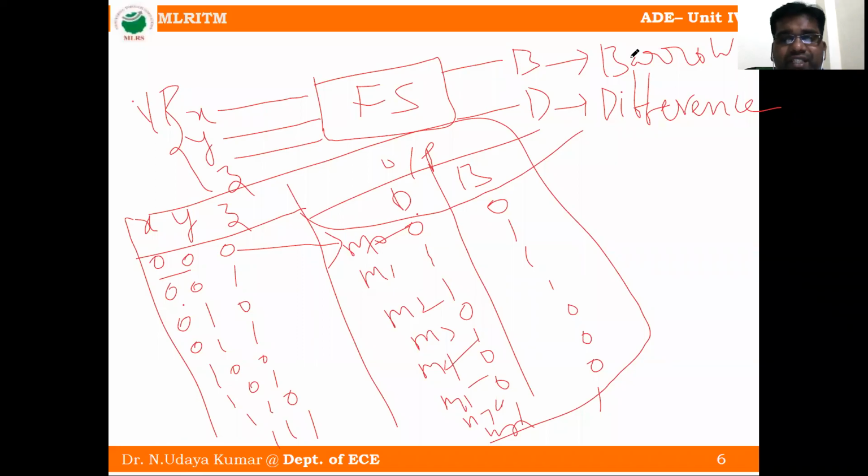Next we will see the magnitude comparator. In previous sessions, like the first unit, we studied a comparator, where we compare two voltage levels. In digital electronics also, comparator logic is there. So how to compare two bits? We will see now.